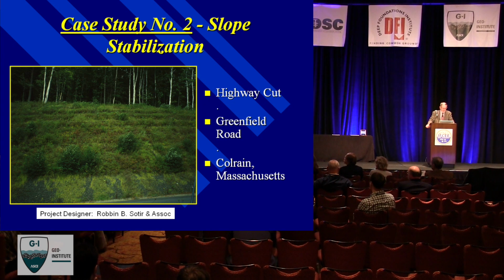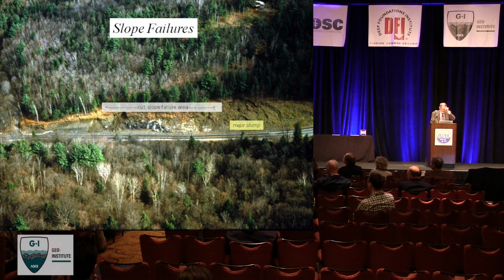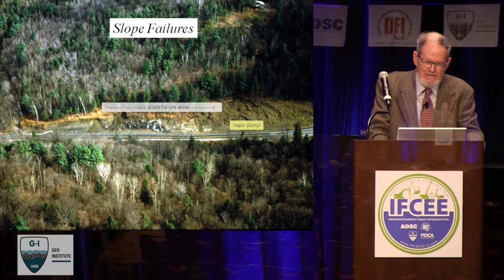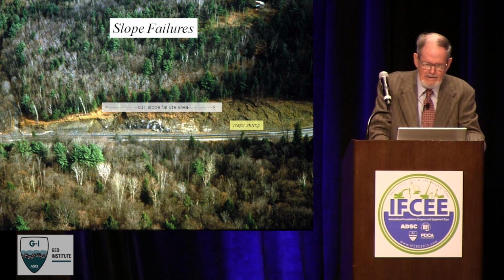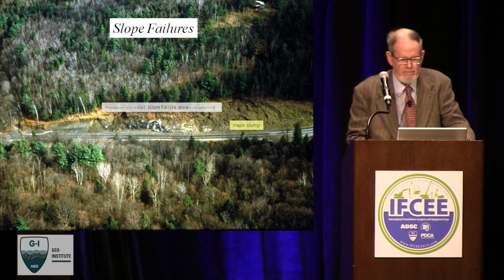Details about this project were presented in a paper by Gray and Sotier that was published in the Journal of Geotechnical Engineering in 1992. So in this particular project, slope failures were triggered by widening of the road. This is supposed to be a scenic highway. And the road was widened, and it encroached into the slope.